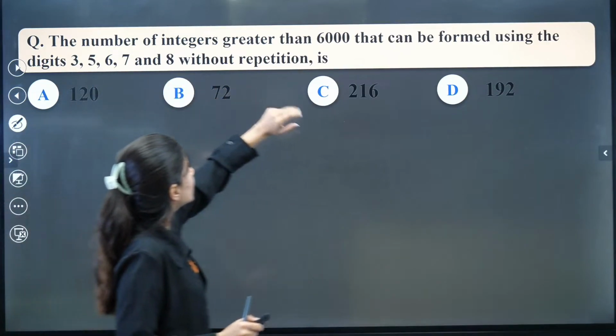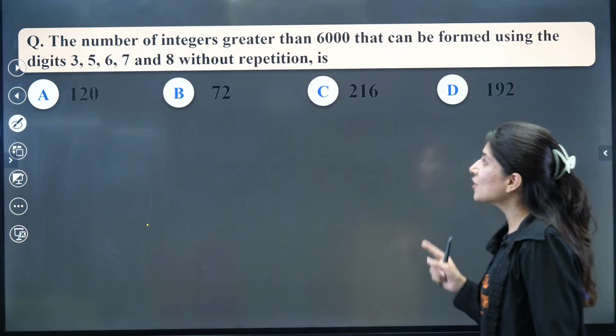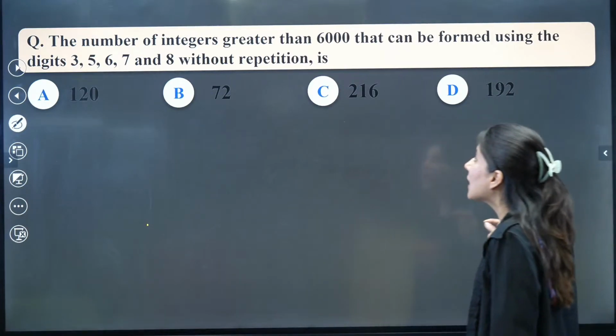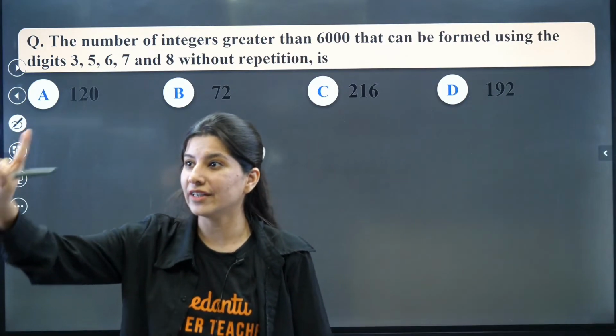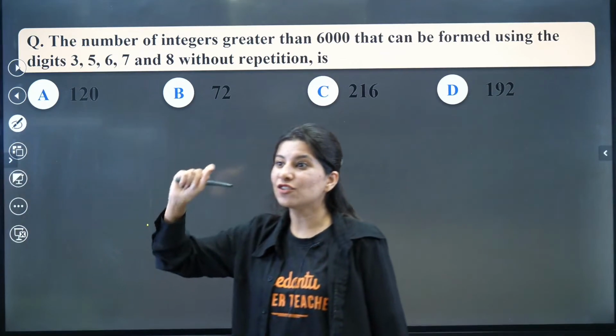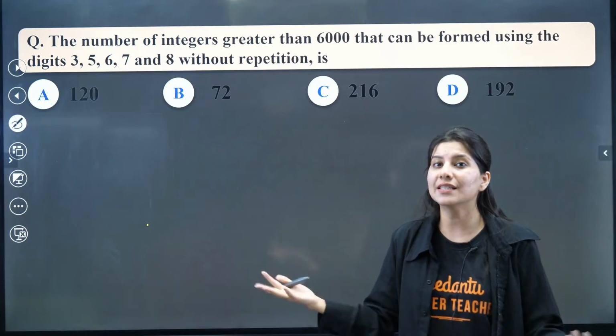The number of integers greater than 6,000 that can be formed using the digits 3, 5, 6, 7 and 8 without repetition. Okay, greater than 6,000. Now I want you to solve it right away so that I can check whether you are able to solve this question or not. This is indeed a very easy question.